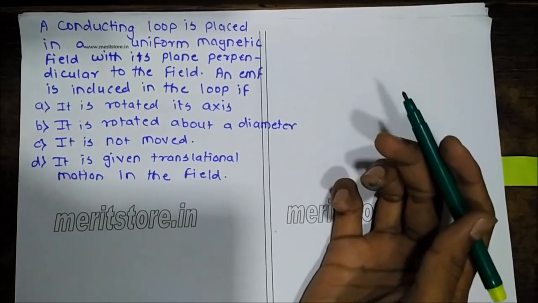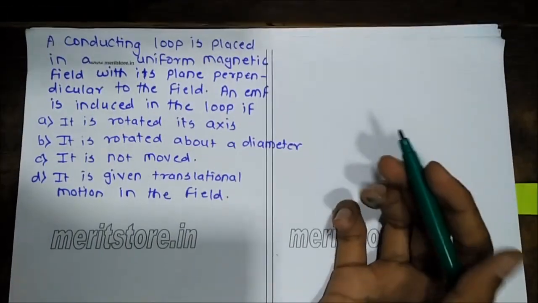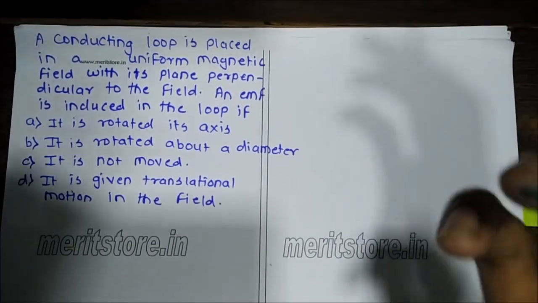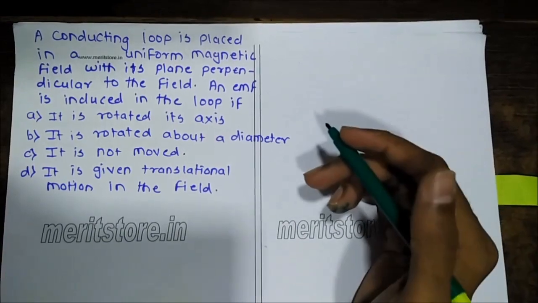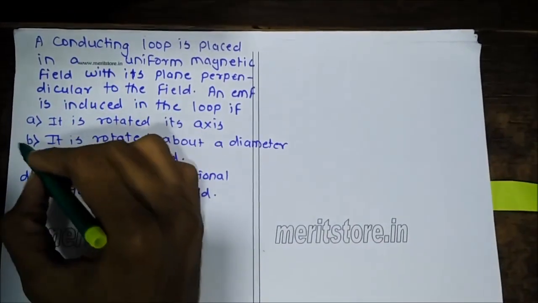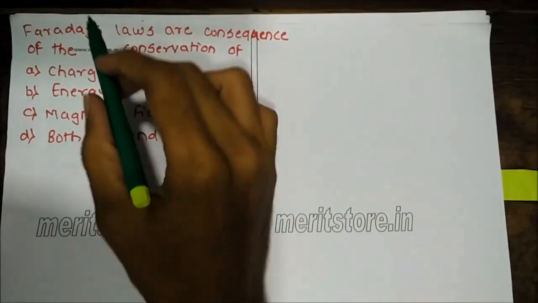So in order to induce an EMF inside this, the magnetic flux should change. For the magnetic flux in the loop to change, the loop must be in motion, and for that the loop should be rotated about a diameter. Okay, so here the correct option is B, it should be rotated about a diameter.